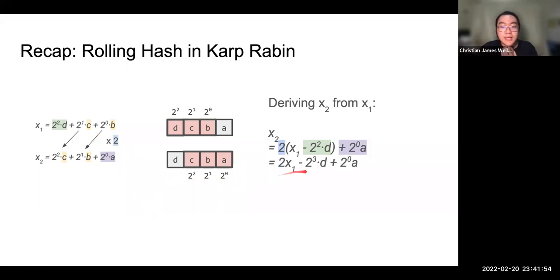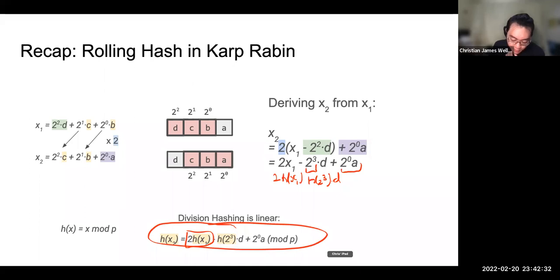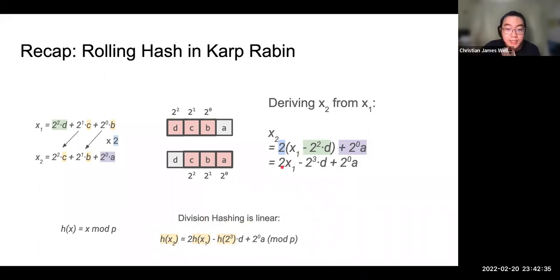If you work out the details, this is just expansion, and a concept given in lecture is that division hashing is linear. If h(x) is x mod p, then h of x2 is the same as taking h of x1, multiplying by 2, subtracting the hash of the leftmost term, 2 power 3 times D, and adding the hash of the new term. So this is what you have over here. All right, let's go on.